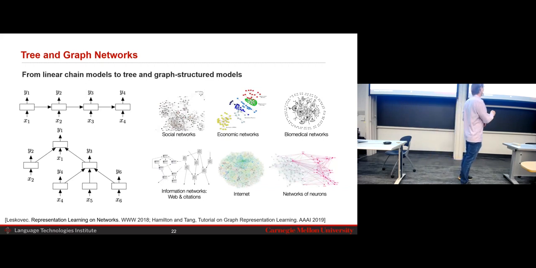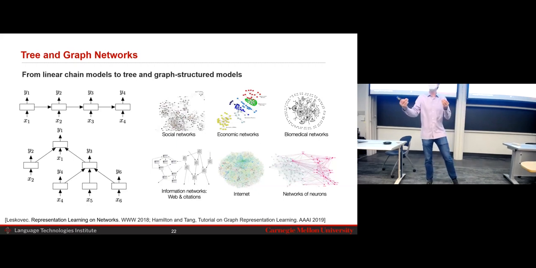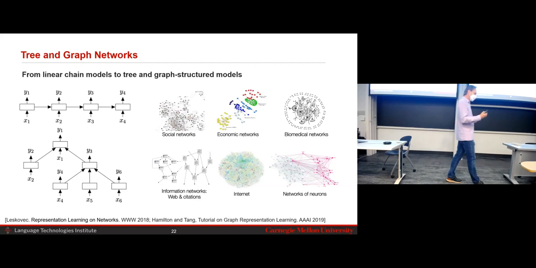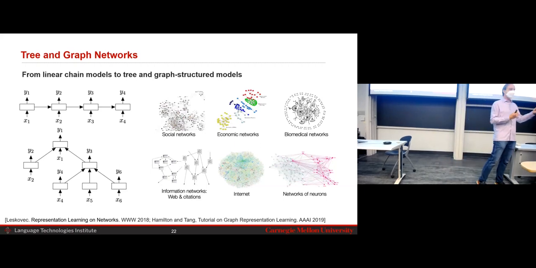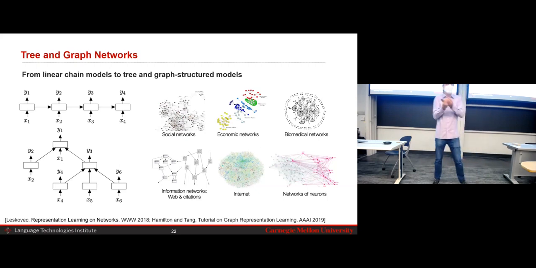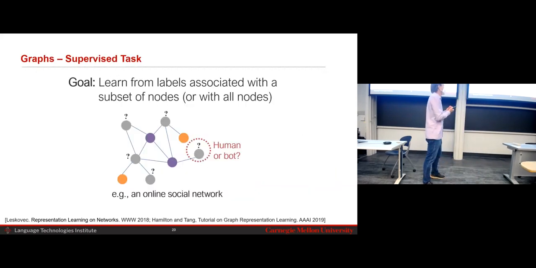I will say there is a lot of research at CMU and outside on social networks. So every node is maybe a person in the social network. The key aspect of most of them, what are the kind of tasks?